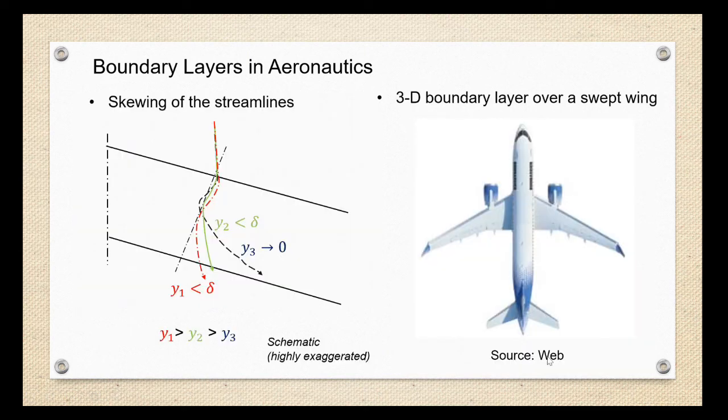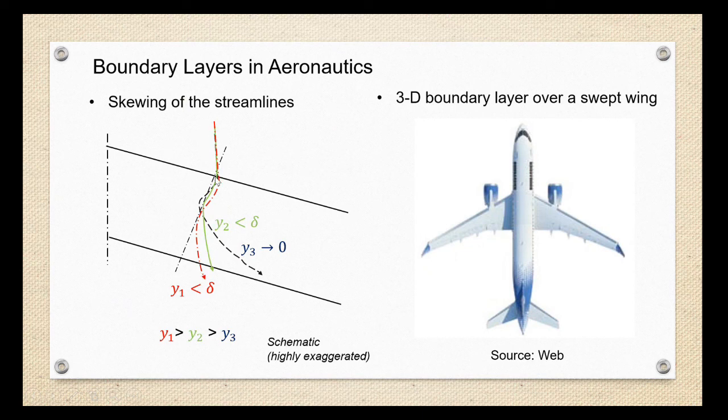Now, if you look at typical passenger aircraft, there's a considerable sweep back of the wings, as you can see here, and therefore the boundary layer over such a wing is going to be three-dimensional over the entire wing. There's one interesting phenomenon which happens here, which is the skewing of the streamline. I've shown here three different streamlines in three different colors: dark blue, green, and red.